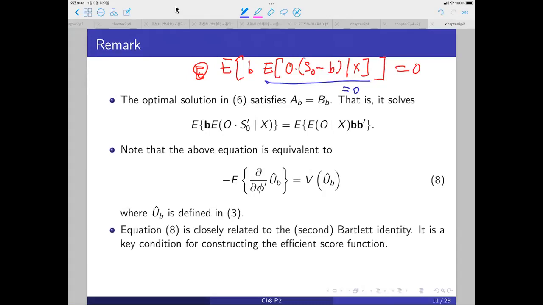Remember in the very beginning of the class, chapter 2, when we introduced the score function, right? The score function satisfies the Bartlett identity. So that means the optimal estimating equation should be very similar to the score equation by nature, because it achieves the lower bound, right? So that is the basis behind the semi-parametric score function theory that I plan to cover next semester.